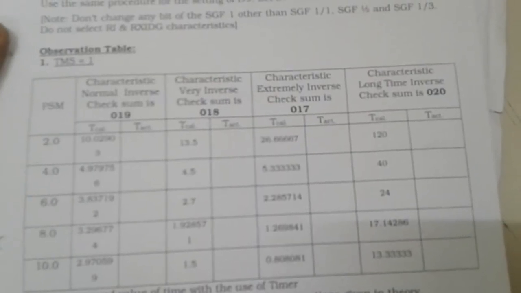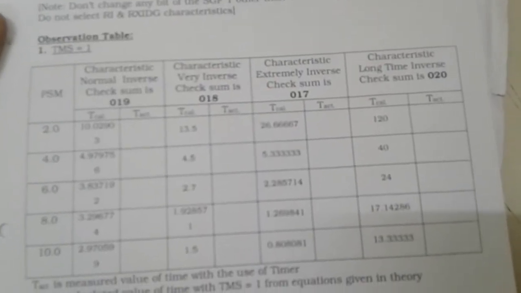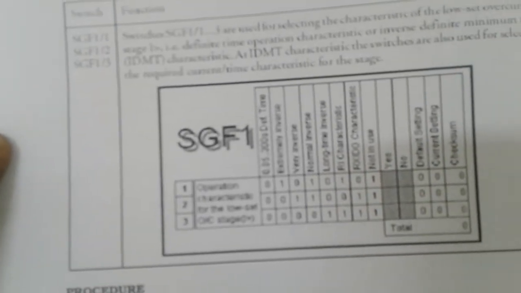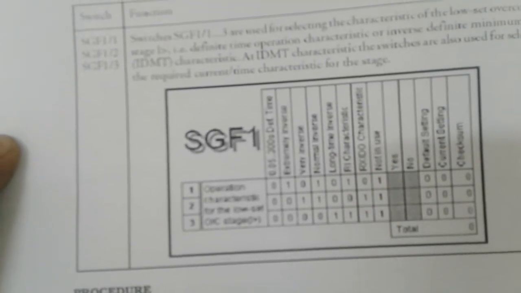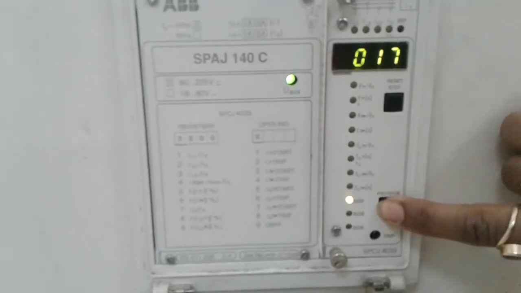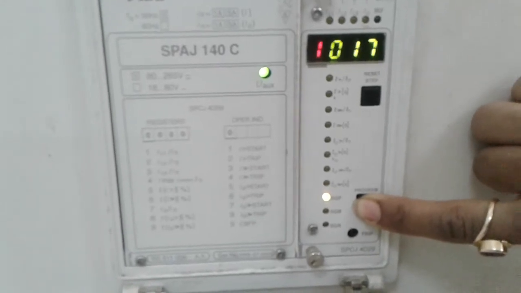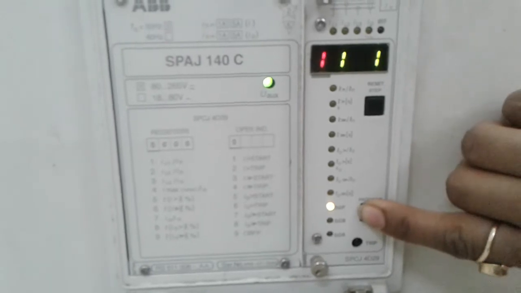This 0 0 1 is the long time inverse characteristic. From this table, it can be seen that long time characteristics can be exhibited by taking the first digit as 0, second digit as 0 and third digit as 1. Now we are going to change it. Press once and release. Second time press and release, so that all the digits will be glowing.